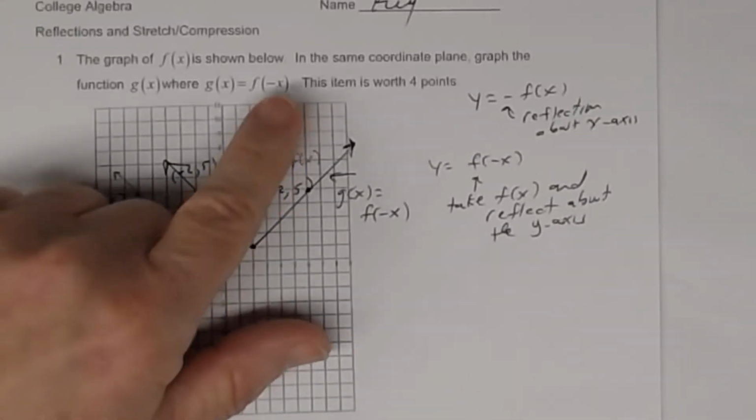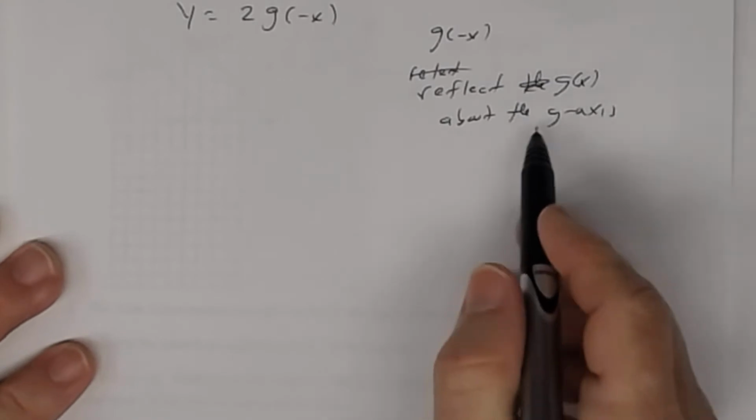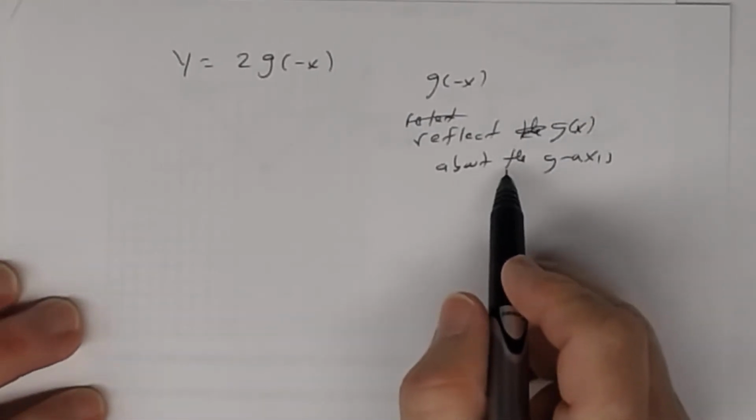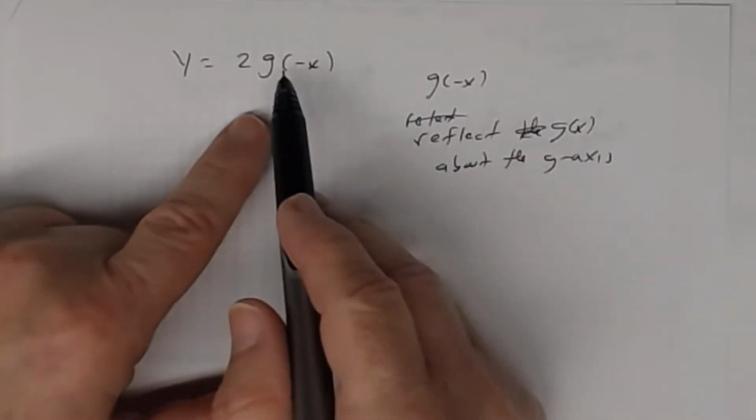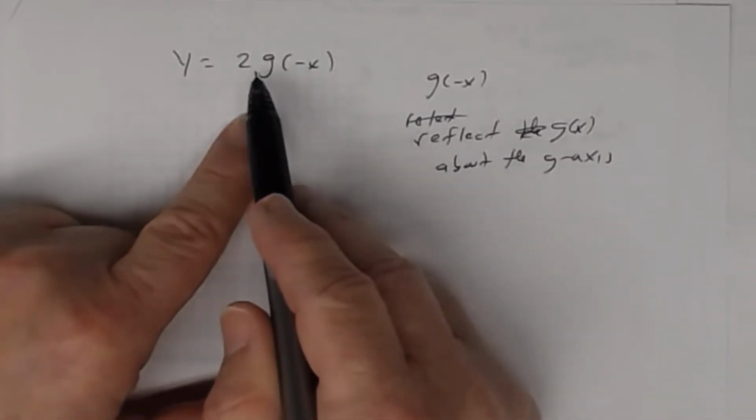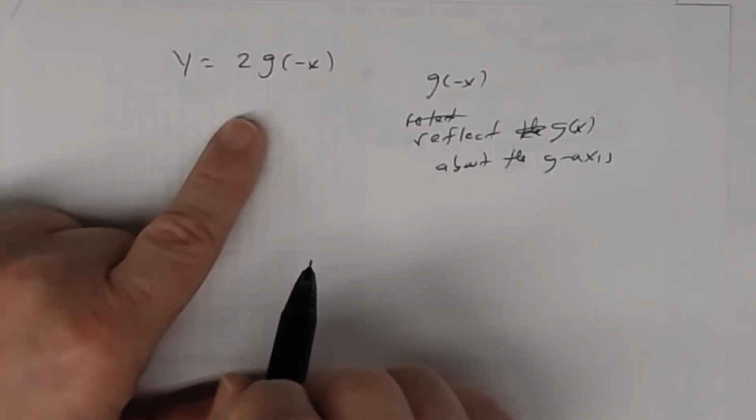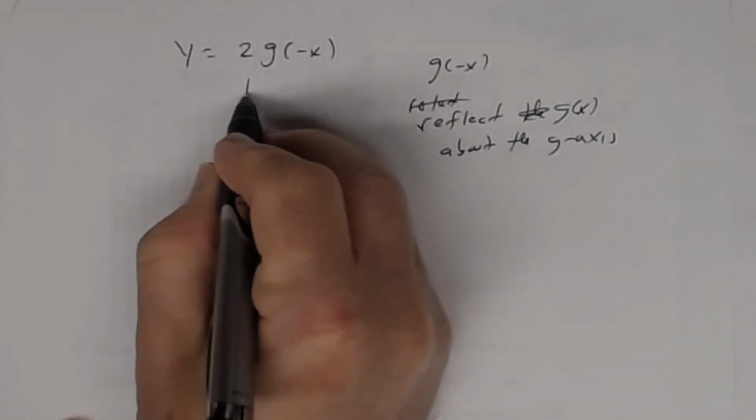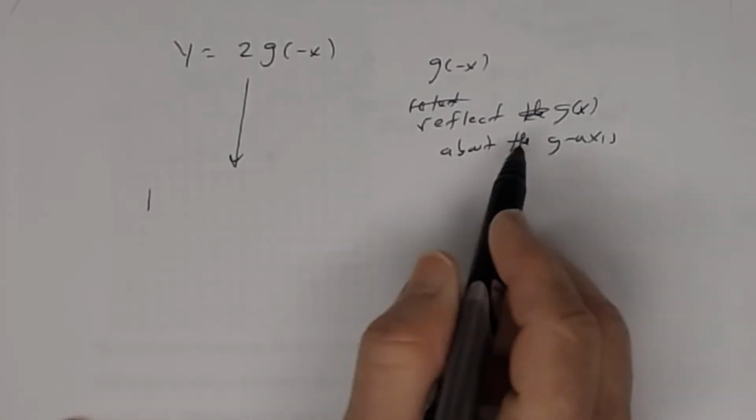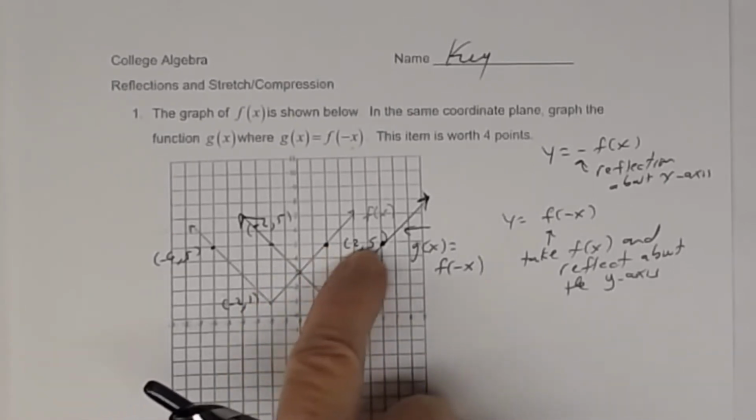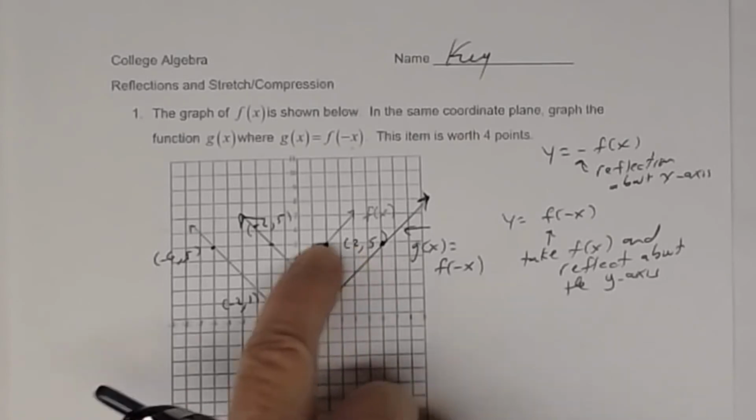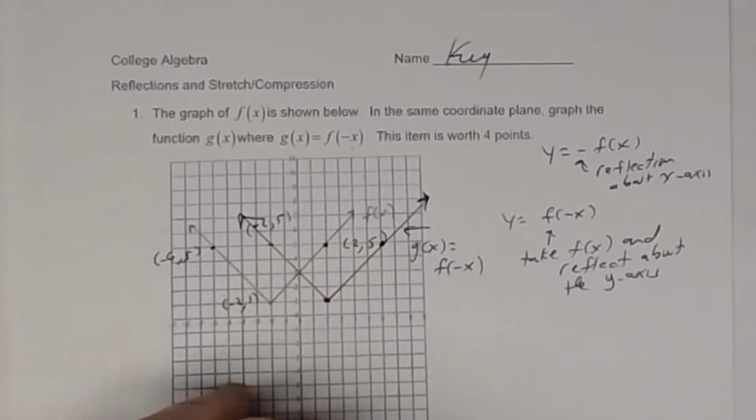That's this part right here. So that means that every point in g of x, I'm going to reflect about the y-axis. And then once I do that, I'm going to multiply the y-coordinate by 2. So let's think about it this way. Remember when you reflect about the y-axis, the y-coordinate stays the same, the x-coordinate changes. They become opposites.